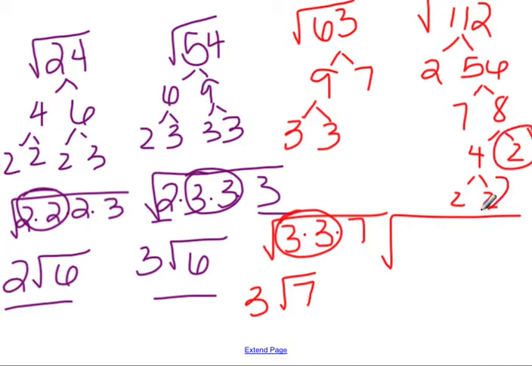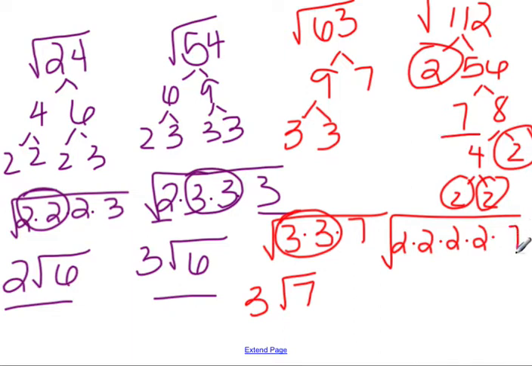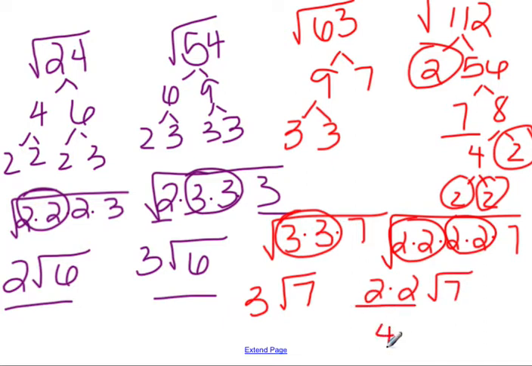So for 112, I have 1, 2, 3, 4 2's. Remember, it really helps yourself if you write it underneath the radical in numerical order so you can help find those pairs. And don't forget that 7 way up there. You're going to have to take that one out as well. So we have 2 pairs of 2's that we can take out. So those are both going to go on the outside, and left underneath the radical is 7. So 2 times 2 is going to give me 4, and then you're left with the square root of 7.